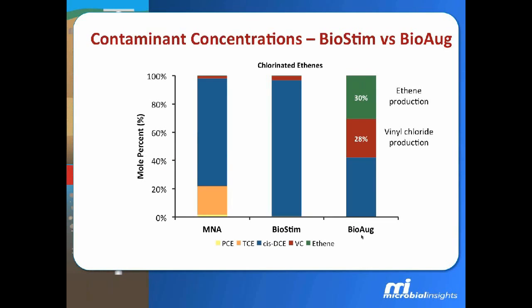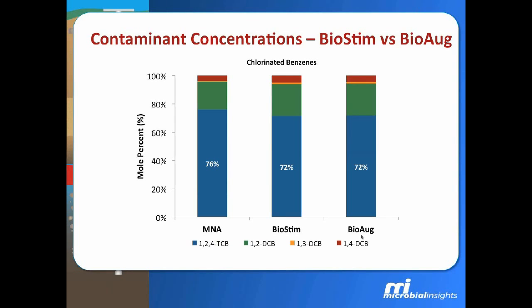When we look at the contaminant concentrations of the chlorinated ethenes in the bioaugmentation unit, we see that cis-DCE concentrations are lower, and there's increased production of vinyl chloride and ethene, which is consistent with the higher Dehalococcoides populations and the greater concentrations of vinyl chloride reductase genes. But when we look at the chlorinated benzenes, despite the high concentrations of Dehalococcoides, concentrations of these were not impacted by the addition of the bioaugmentation culture.